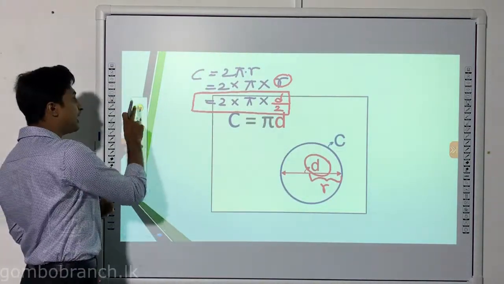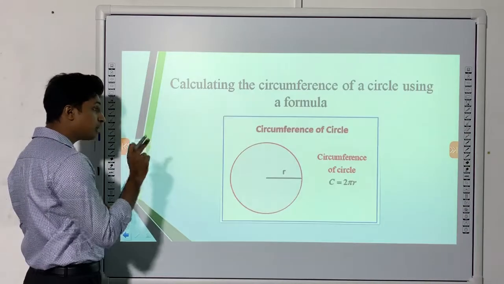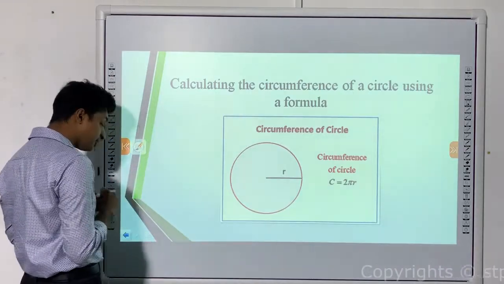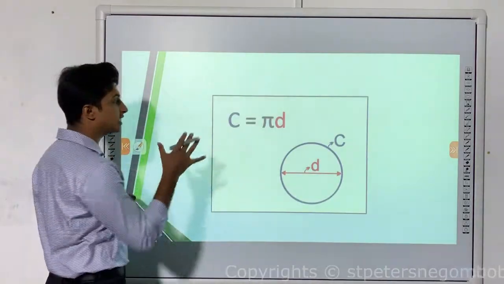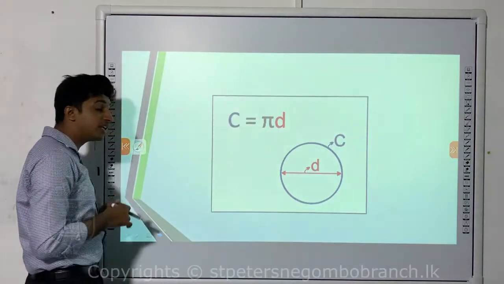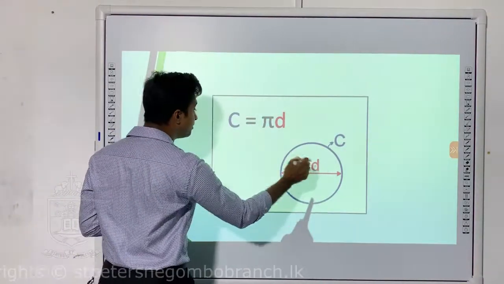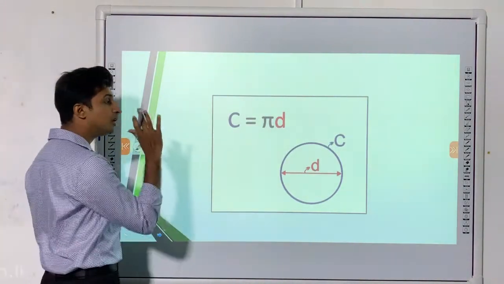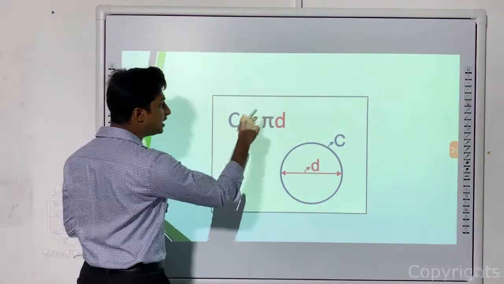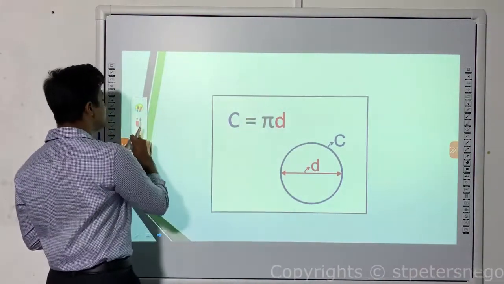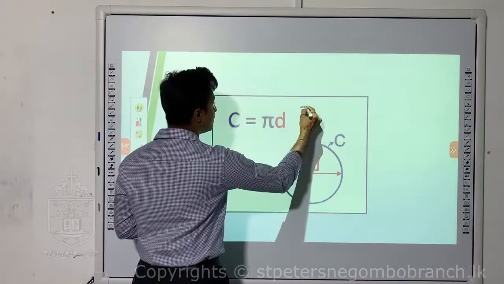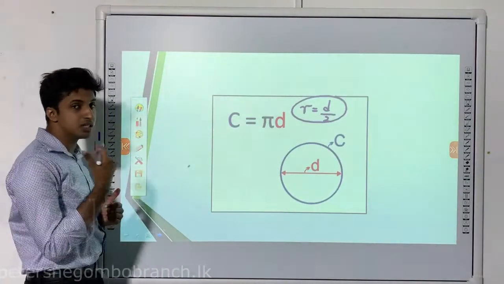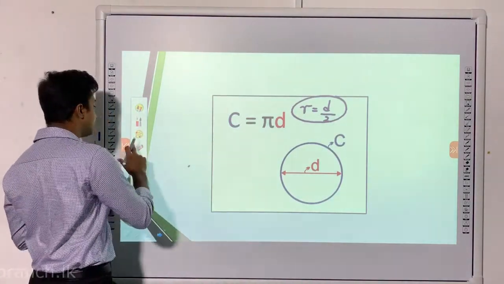But other than that, we actually have two formulas. The first formula is where we use the radius to find the circumference, that is C equals 2 pi r, and the second formula is C equals pi d. That formula is used when you are given the diameter instead of the radius. But still, if you want to use 2 pi r, you can put d divided by 2 instead of r, because we learned in grade 7 that the radius is half of the diameter. So you can still use this even if the diameter is given.